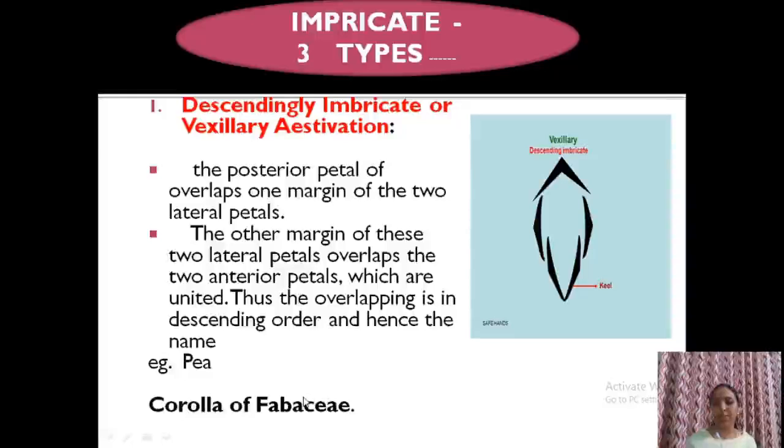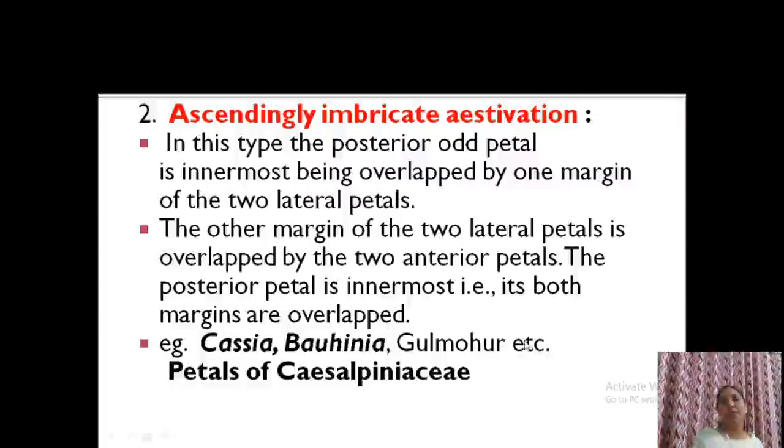Example, corolla of Fabaceae. Then another one is ascendingly imbricate, just the opposite condition. So here the posterior large petal is inside, innermost, overlapped by a margin of two lateral petals. Then again it is overlapped by two anterior petals. So this is a very important feature of the family Caesalpiniaceae. You know Gulmohar plant, Mayflower. When you take the example of Mayflower, Bauhinia, that is Mandaram. Then you take the example of Cassia fistula, Kanikonna. In all these cases, this type of aestivation, that is ascendingly imbricate.